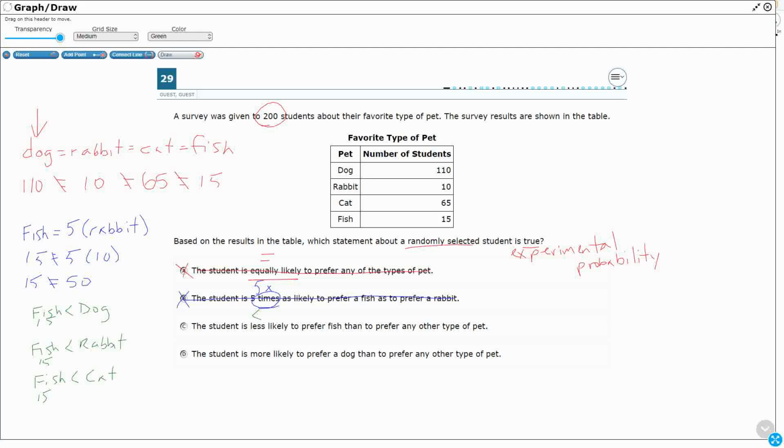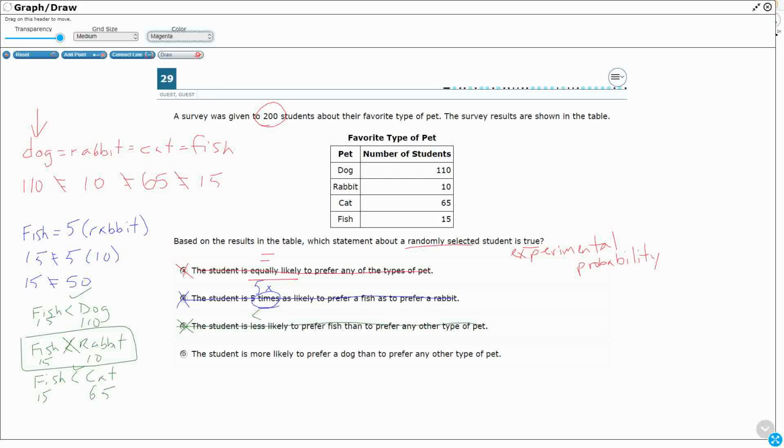So is 15 less than the dog? Yes, that works. 110. Is fish less than the rabbit? Nope, that is my problem. Fish is less than cat. So this is untrue simply because fish is not going to be less than the rabbit. So let's hope the answer is D, because that's our last one.